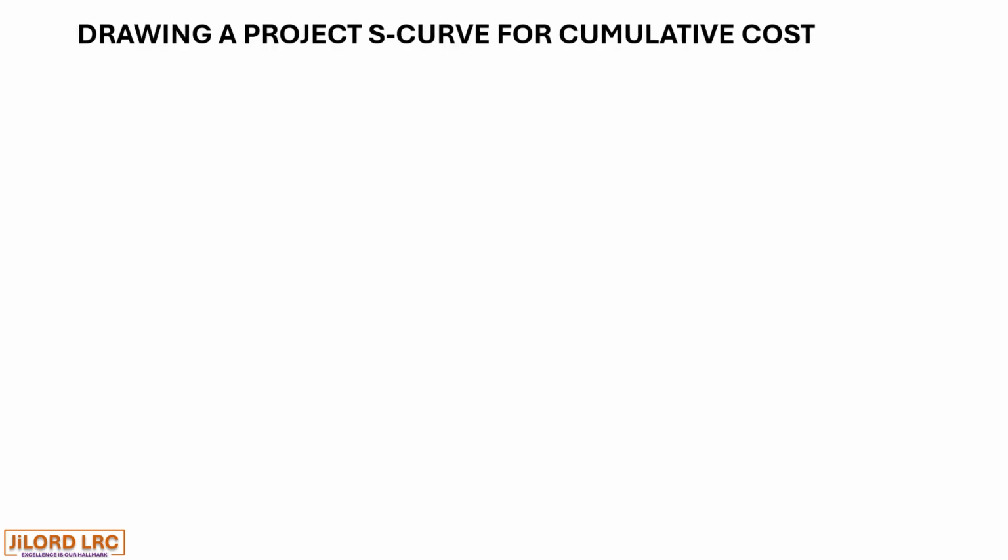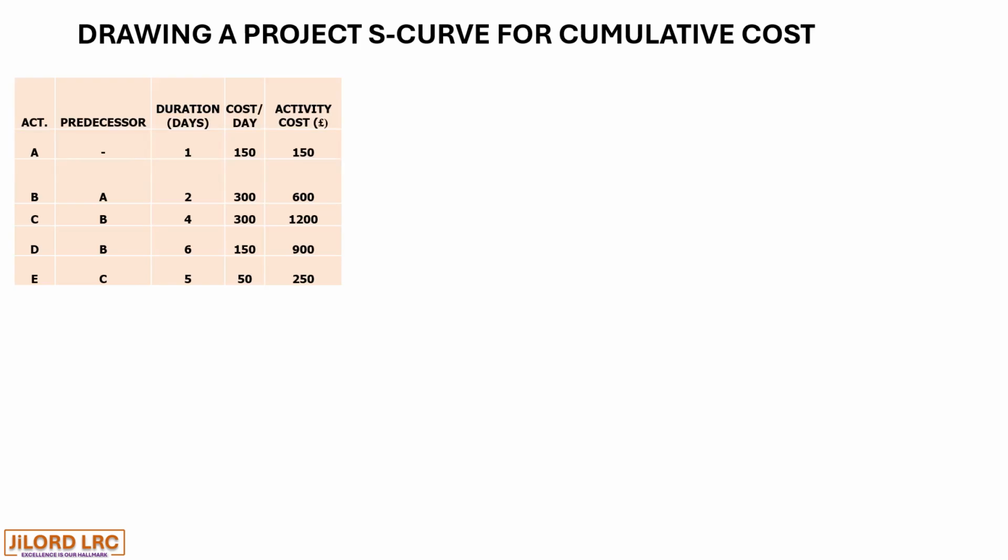Now, let's take another example of drawing a project S-curve for cumulative cost. We are again presented with data, and in this data there is an additional column added which indicates cost per day. So we have activity, predecessor activity, durations, cost per day, and activity cost. As we know how to prepare the bar chart, I would pick the bar chart from the previous lesson.